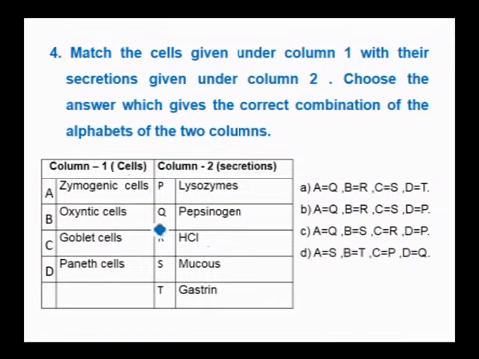Goblet cells. Millions of them are there in the lining of the stomach just to protect the wall of the stomach. They secrete mucus. Paneth cells. Where do you find this? At the base of the villi of the small intestine. They secrete the enzymes. So, the option goes like this: AQ, BR, CS and DP.